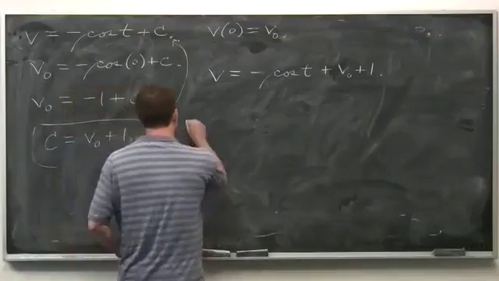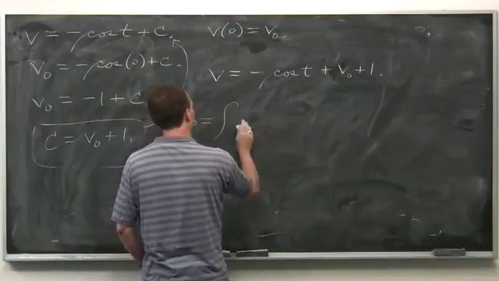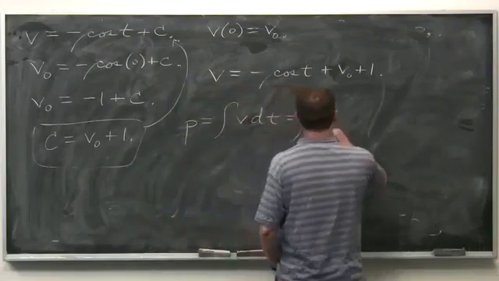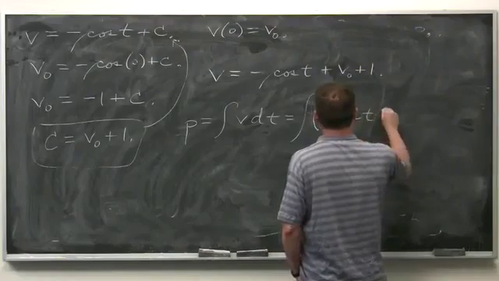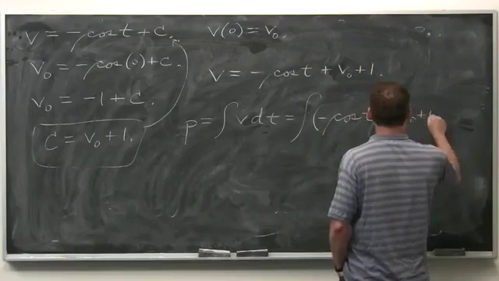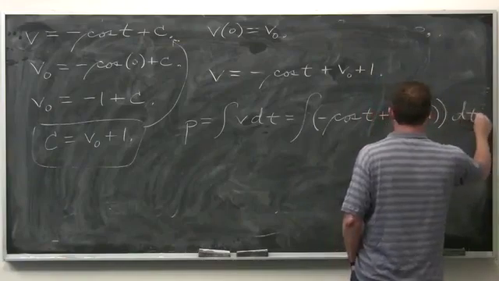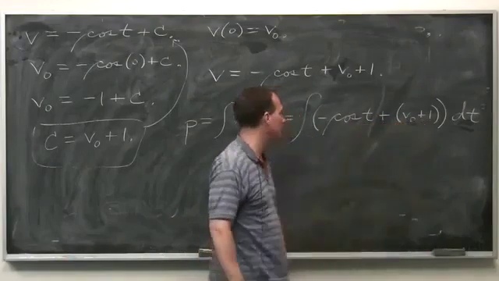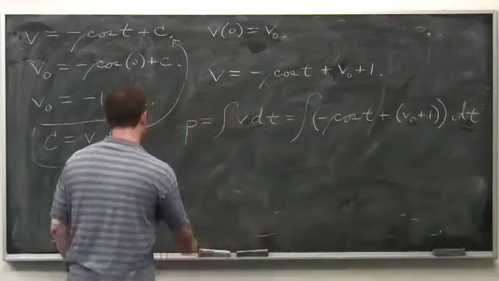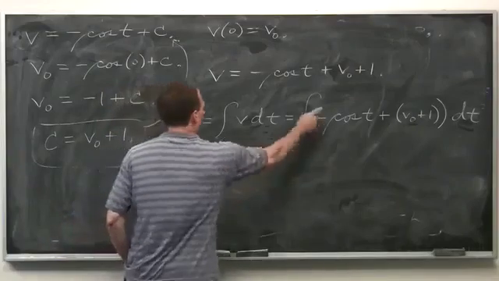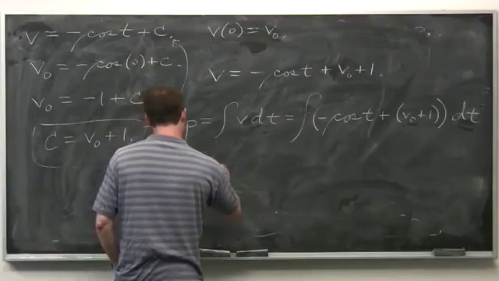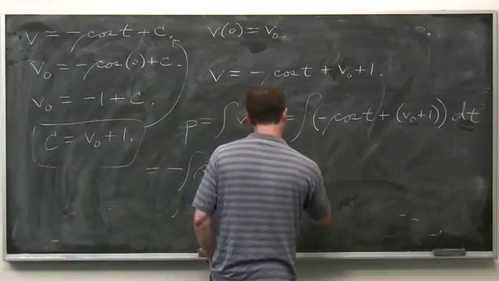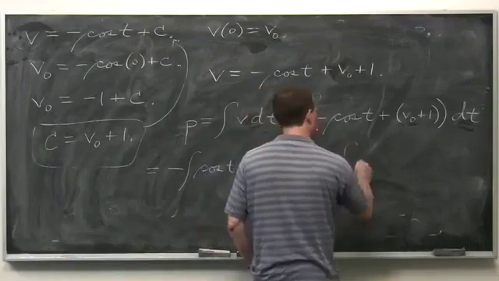What's the position? The position as a function of time is always the antiderivative of the velocity with respect to time. This is now minus the cosine of t plus v naught plus 1 integrated with respect to t. This is a constant. V naught is a constant, v naught plus 1 is a constant. So we can split this up and pull out the constants, and we pull out the minus 1 for that matter. We get minus the antiderivative of cosine of t plus v naught plus 1 times the integral of 1 dt.